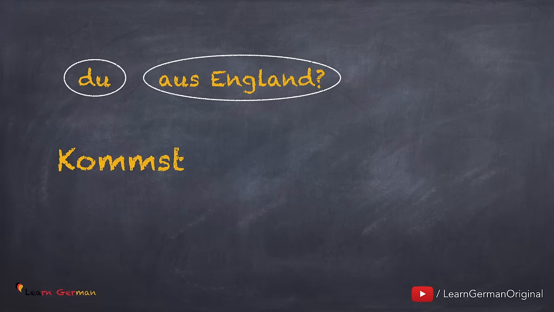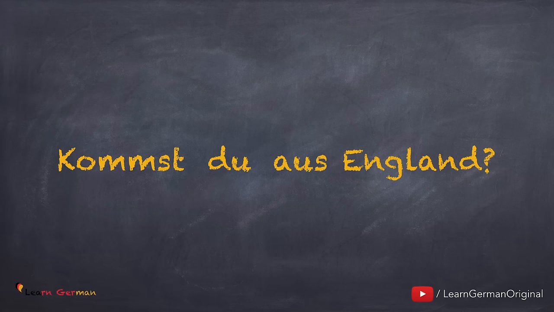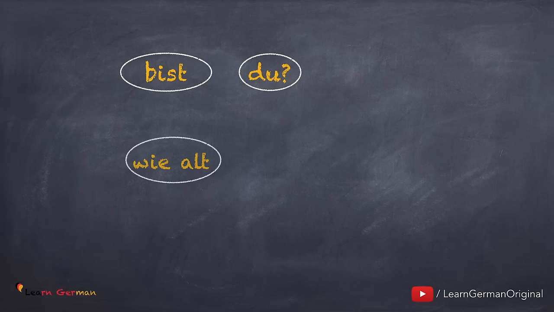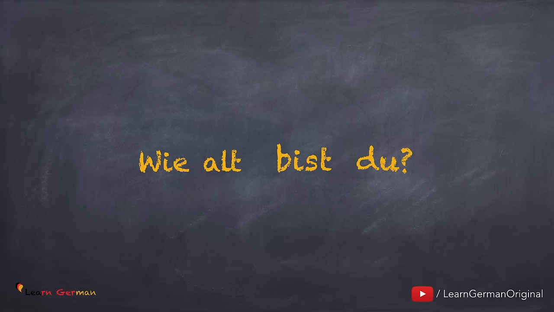Here's the next one. Since this one is also a question, you will place the verb in the first position. This will be followed by the subject. Kommst du aus England? And now here's the last one. The answer to this one is, wie alt bist du? Wie alt is considered together and will be placed in position 1.